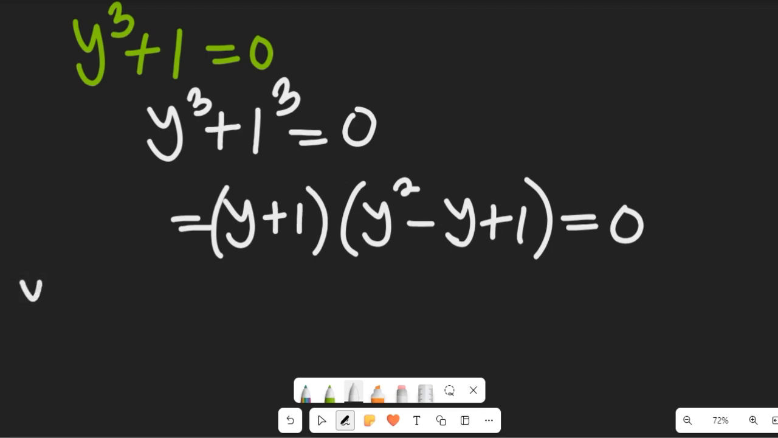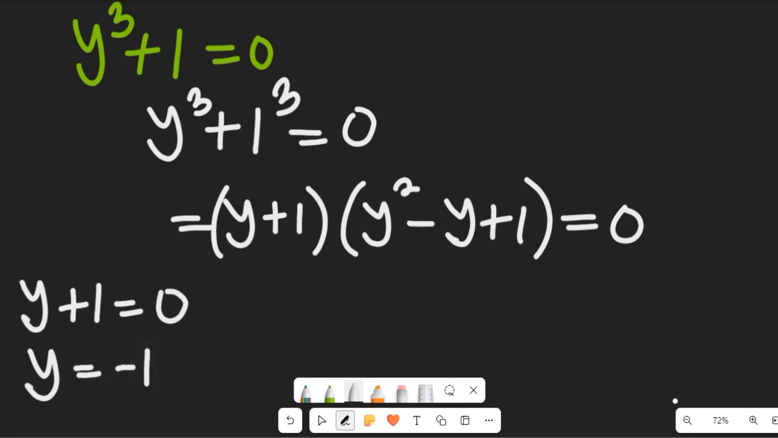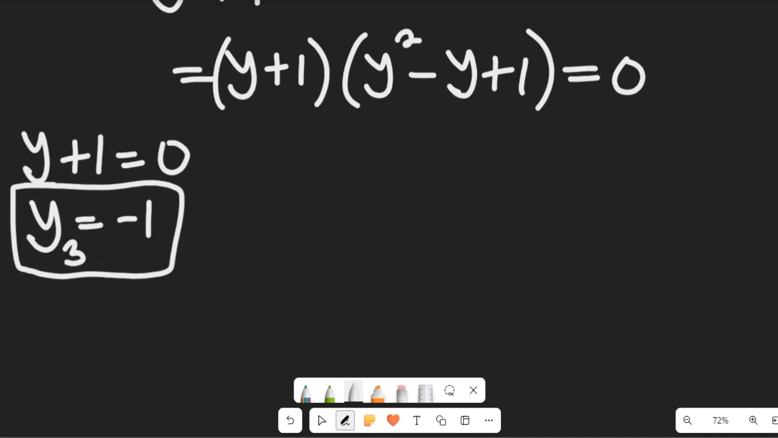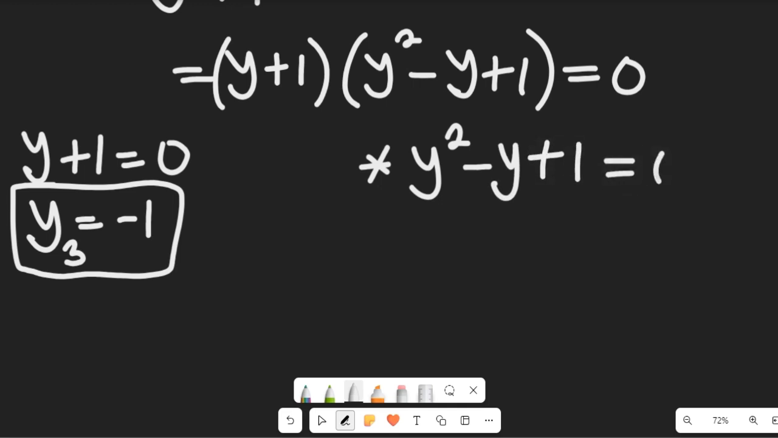So from the first expression, y plus 1 equal to 0, we see that our y is equal to negative 1, and that is going to be our y3. So our y3 is going to be negative 1, which is a real number. Now we're going to consider our y4. To get our y4, we're going to solve y to the power of 2 minus y plus 1 to be equal to 0. Using the quadratic formula, we'll have negative b plus or minus square root of b squared minus 4ac all divided by 2a.